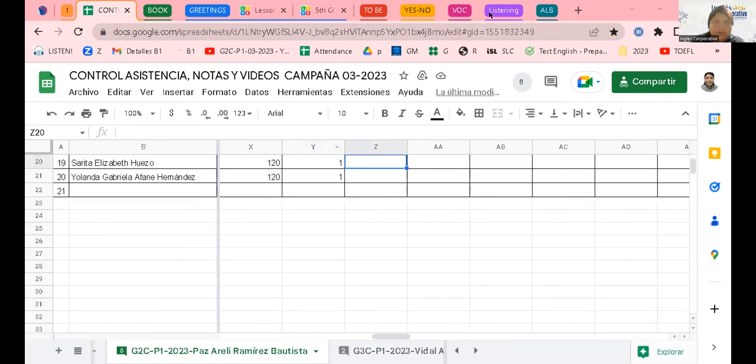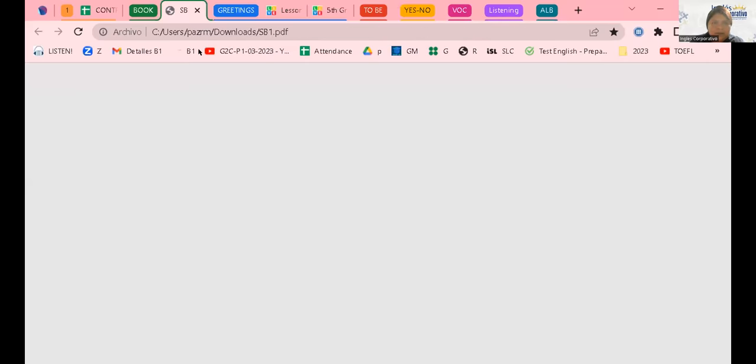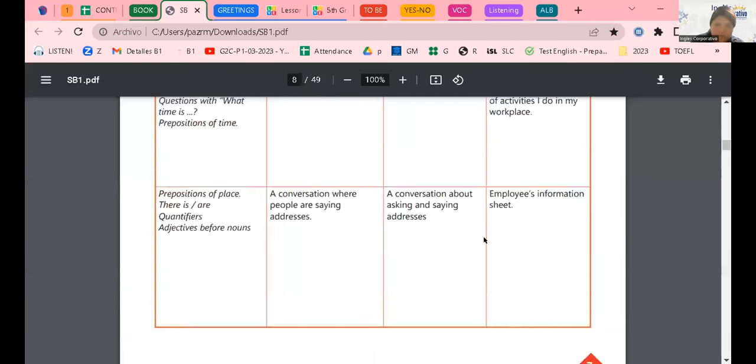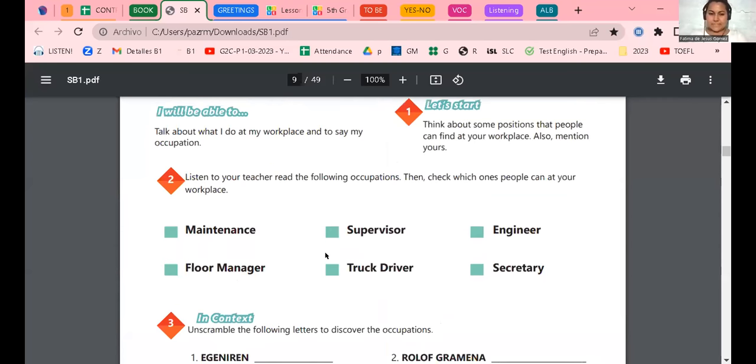Okay, so we're going to open the book. Vamos a trabajar un ratito en el libro. Bueno, so I hope you have it. Porque lo tengan todos. Se los compartí ayer, me parece, en la noche. Y si alguien no lo tiene, nada más avísenos ahí.